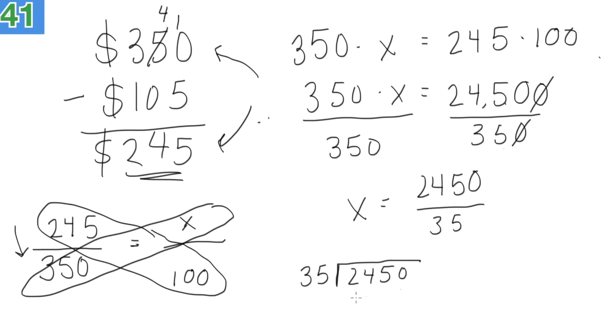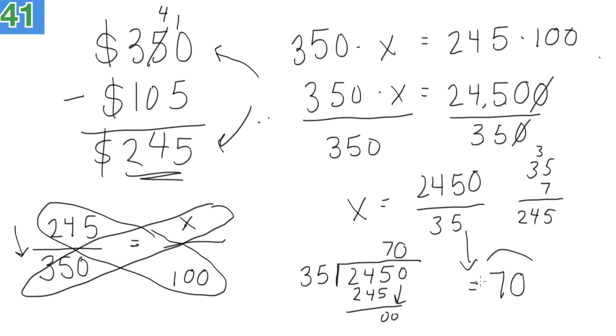So 35 into 245 we should do. You're going to have to guess and check a little bit, but let's try times 7. 5 times 7 is 35, 3 times 7 is 21 plus 3 is 24, so 245. I did know we should do 7, but you should be guessing around 7, and then you will find that 35 times 7 is 245. And then bring down the 0. 35 into 0 is 0. So 2,450 divided by 35 equals 70. And so 70%, like I said, we're going to be solving for the percent. 70% is our answer.